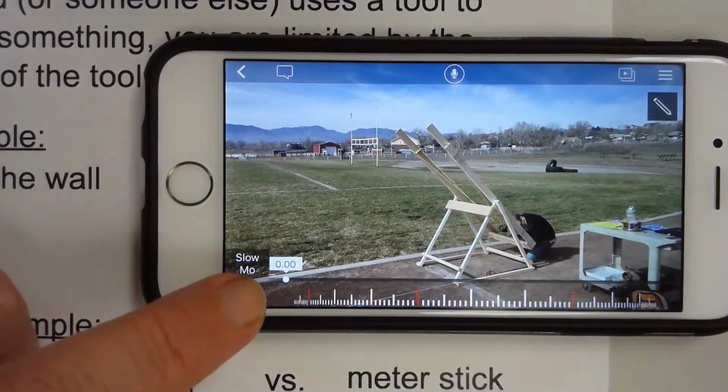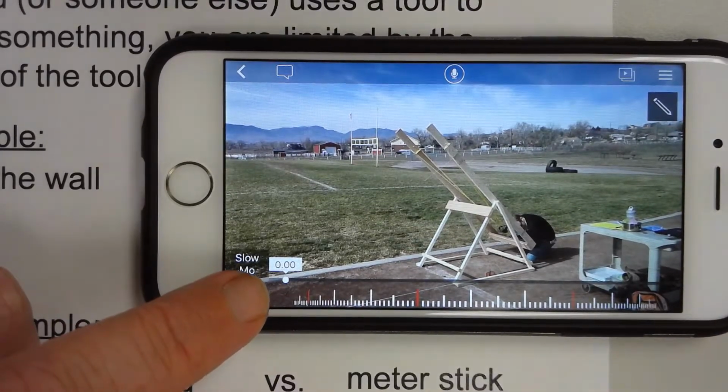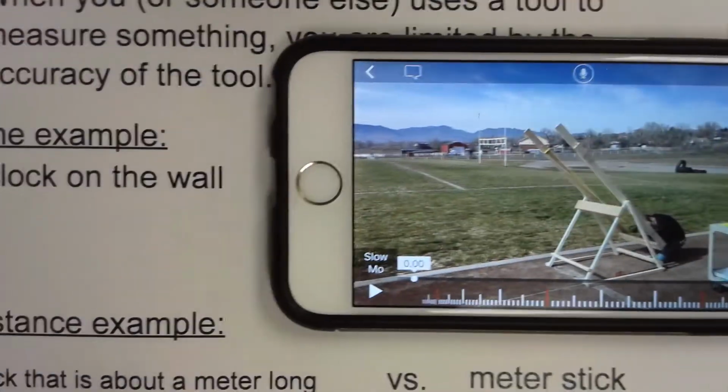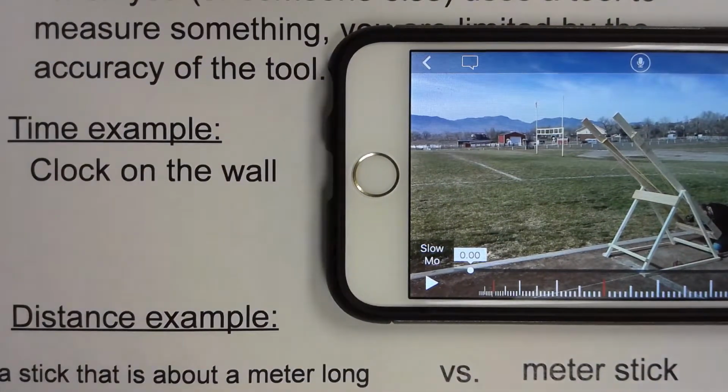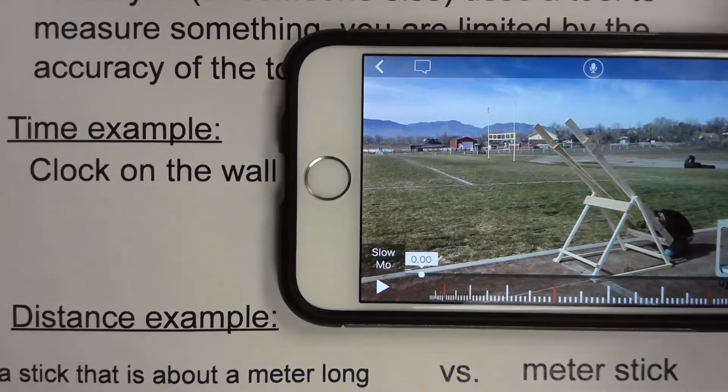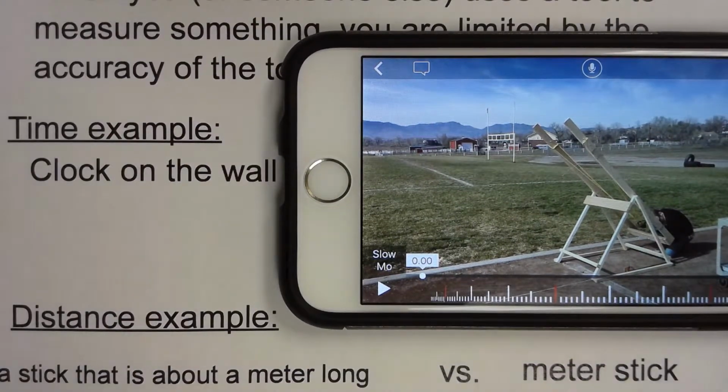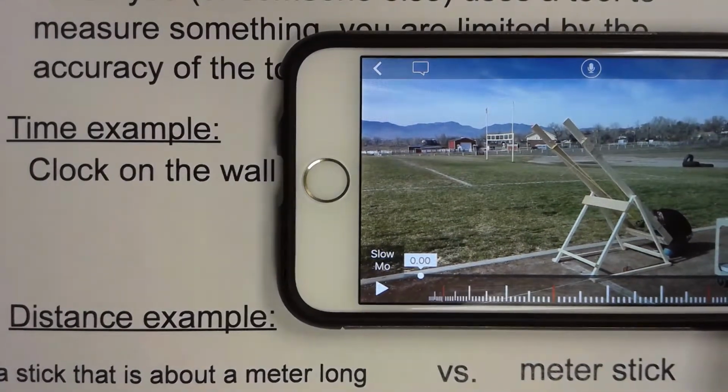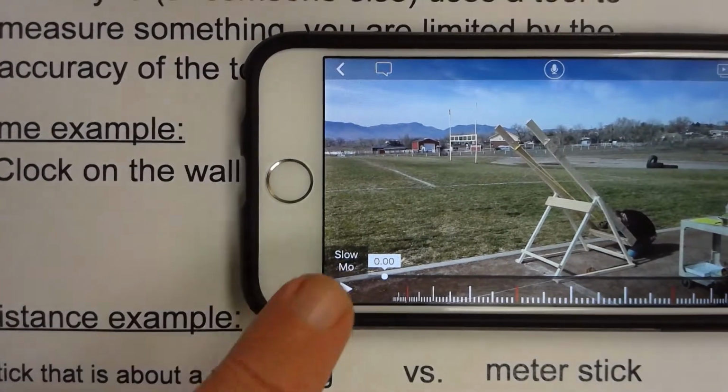Now, if we were to measure the time in the air, which actually ends up being very important to this lab, with just a clock on the wall, we might not be able to measure it as accurately as we need to. In fact, I know we can't. So let's push play and just estimate using the second hand on the wall.